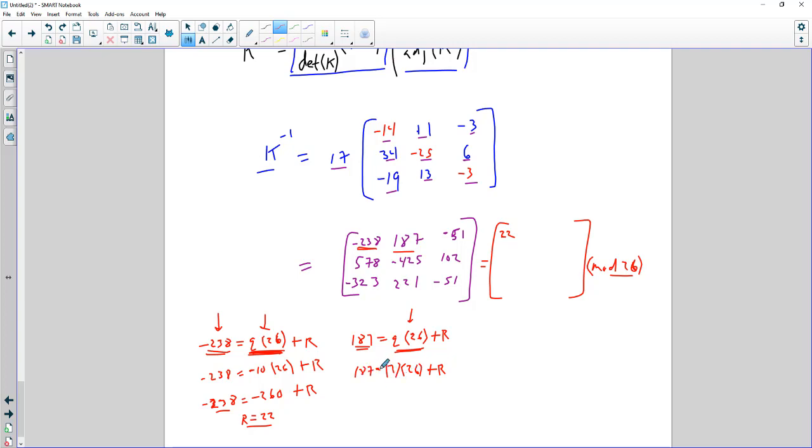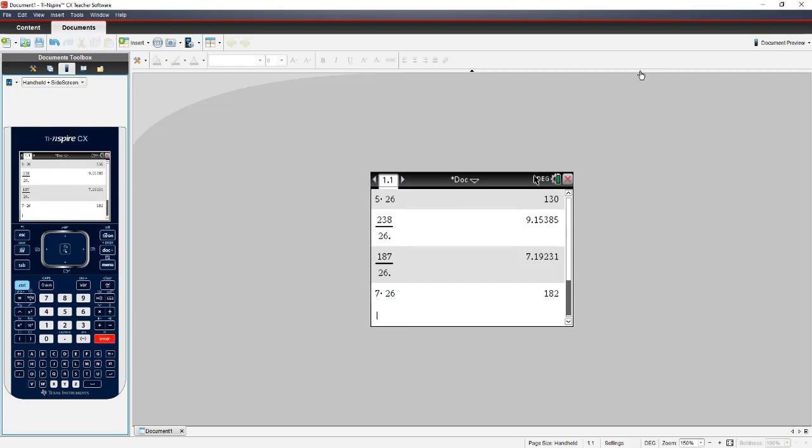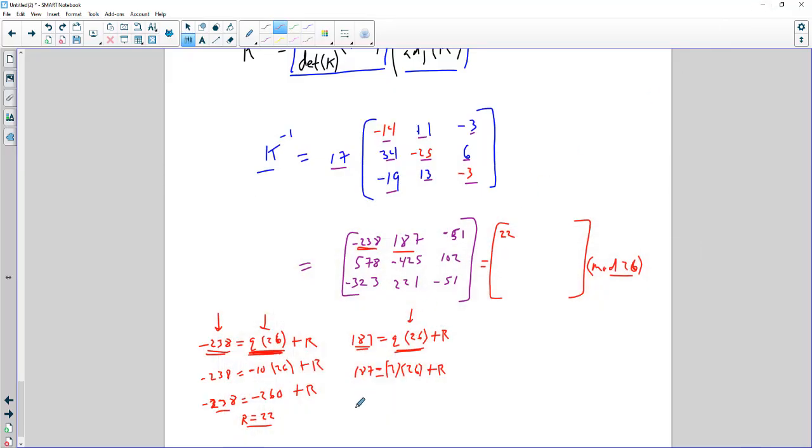And then if I multiply 7 times 26, what does that actually give me? It gives me 182. So here's the cool thing about this. We're going to have 187 is equal to 182 plus r. So r had to be 5. Huge delay here on my computer, but that's a 5.